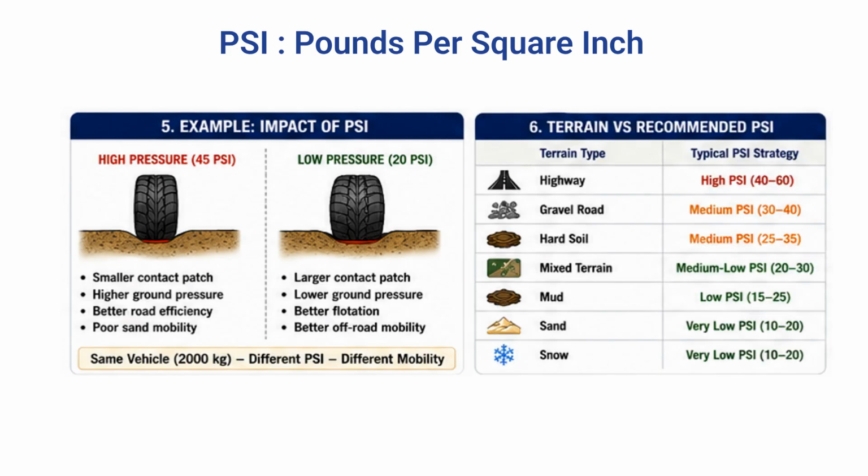The table then connects tyre pressure with terrain. High pressure is generally suited to highways, medium pressure to gravel and hard soil, and lower pressure to mixed terrain and mud. Sand and snow may require very low pressure for better flotation. These figures are only typical strategies. The final pressure must always consider tyre limits, wheel load, speed, and the manufacturer's recommendations.